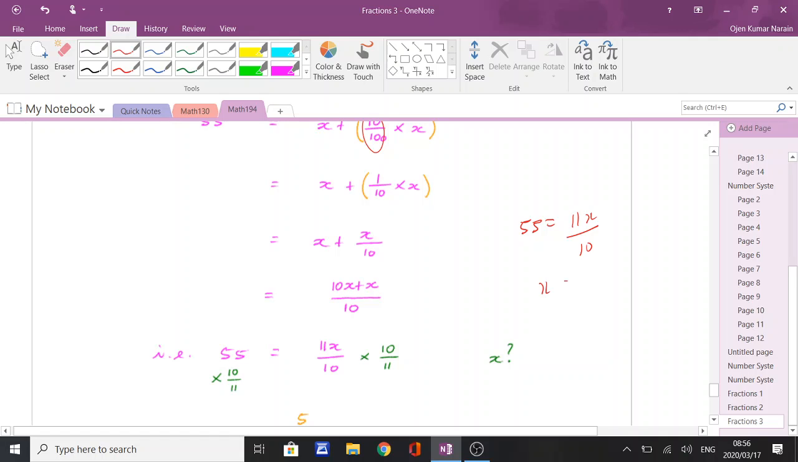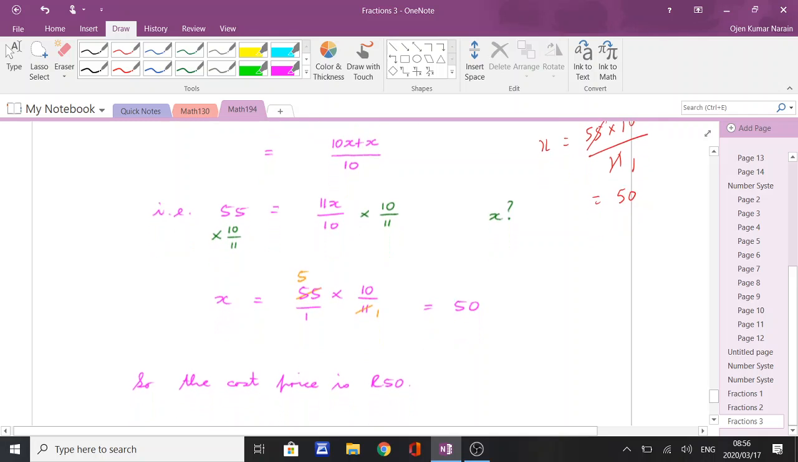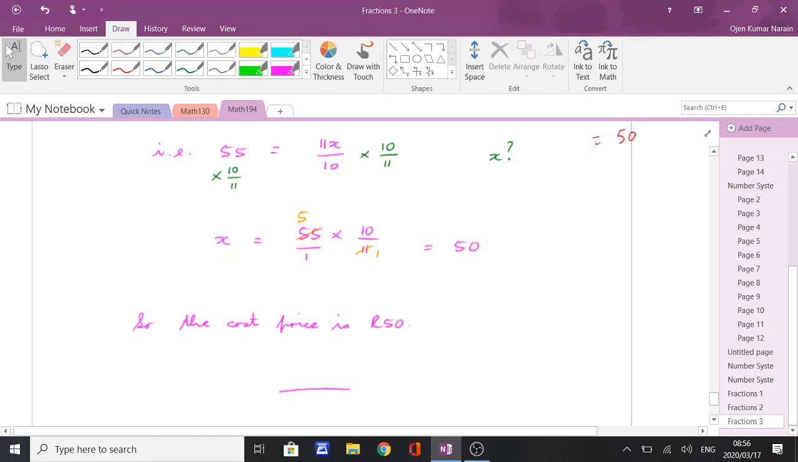So 55 equals 11X over 10. So X equals 55 times 10 divided by 11. 11 goes 5 times. So the cost price was 50 rands, and to that you added 10% of 50 rands, which was 5 rand. So the selling price was 55 rand. So our answer is correct. So the cost price is 50 rands.